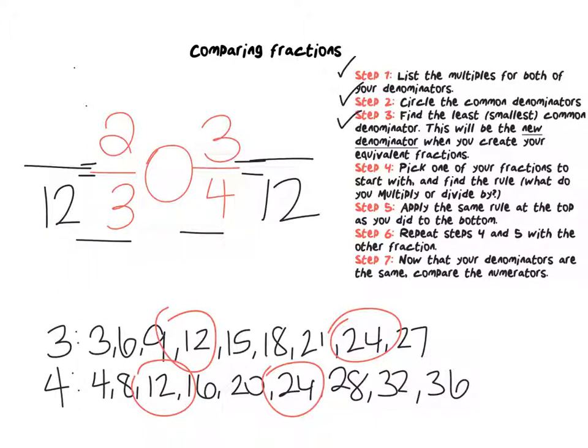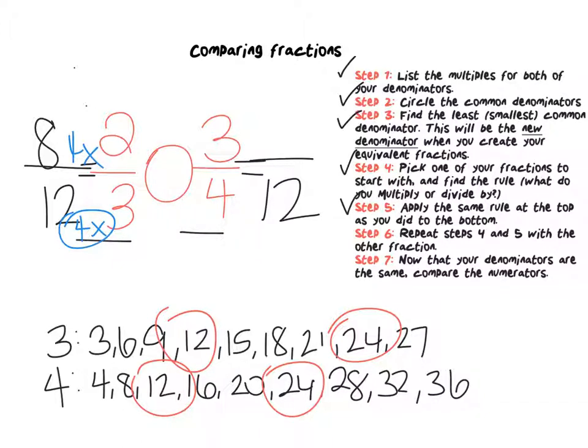So I'm going to write my rule. I did 3 times 4, and that gave me 12. And then we have a special rule that we like to say a lot in class, and that is whatever happens to the bottom happens to the top. So since I multiplied by 4 at the bottom, I'm also going to multiply by 4 at the top. 2 times 4 gives me 8, so 8 will be my new numerator.